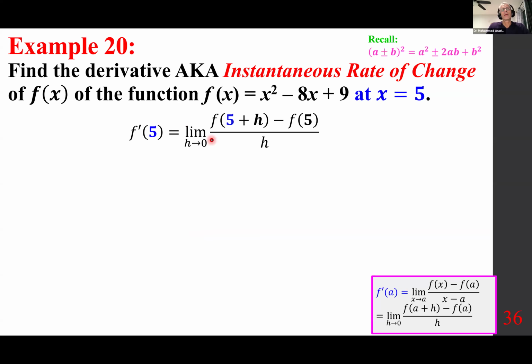Now, what is f of 5 plus h? That means 5 plus h squared minus 8 times 5 plus h plus 9. What is f of 5? Plug in number 5.